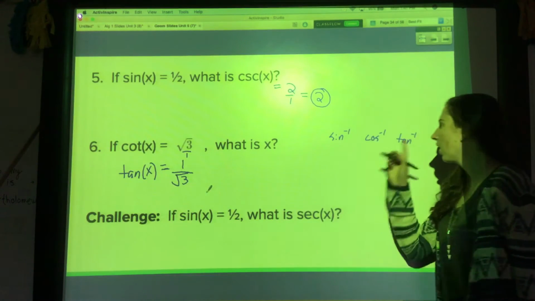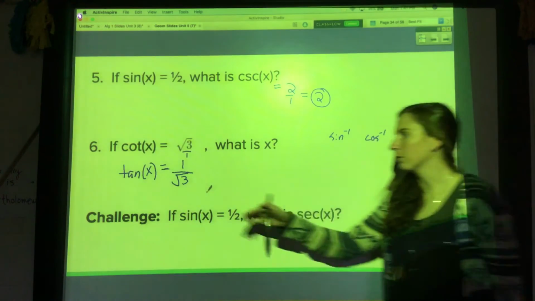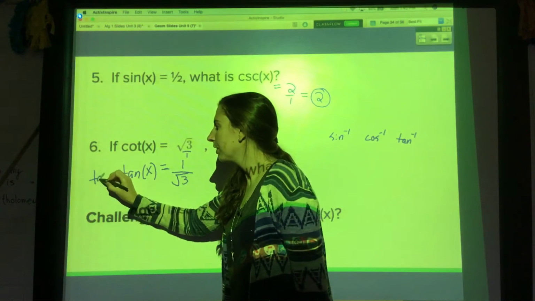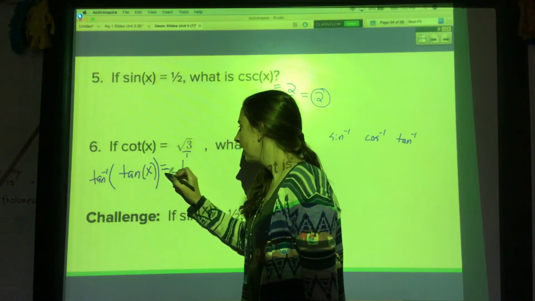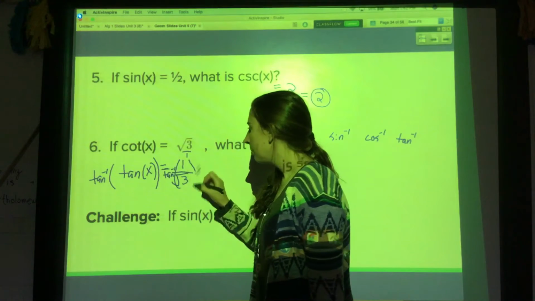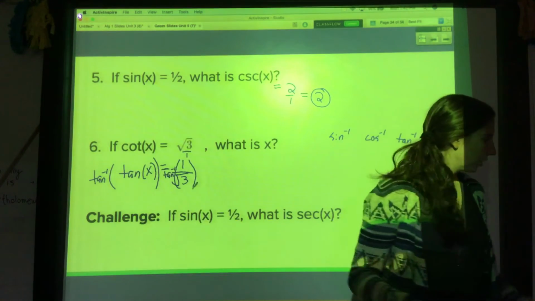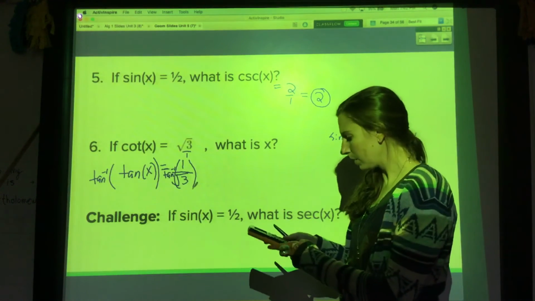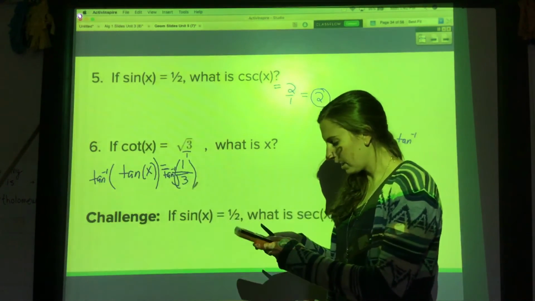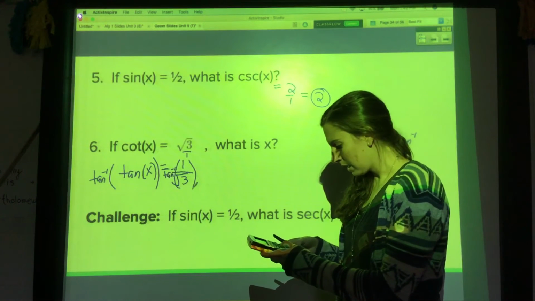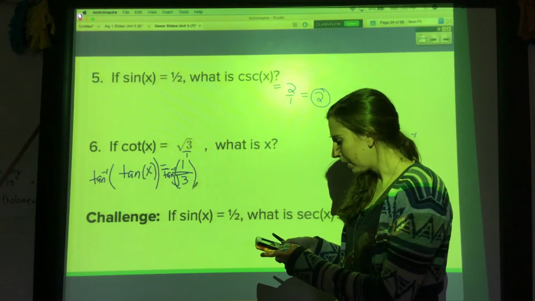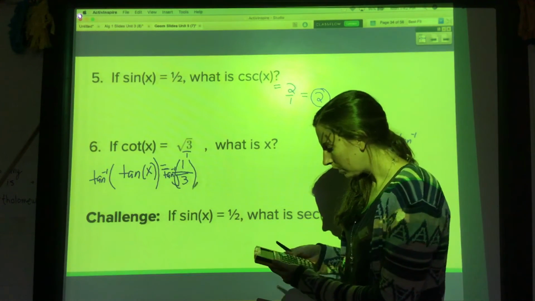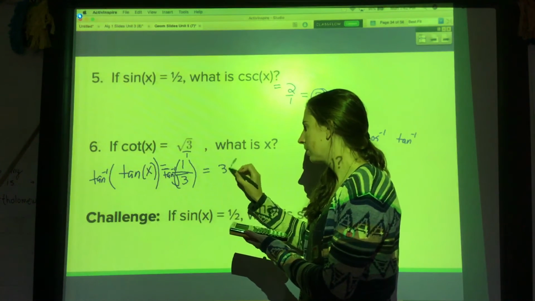Now I can use arctangent or inverse tangent to get rid of tangent and get just x by itself. So do inverse tangent on both sides. Make sure you're in degree mode on whatever calculator or website you're using. So I'm going to type arctan or inverse tangent. Oh, let's make sure I'm in degree mode. Yeah. Of 1 divided by square root of 3, which I got 30 degrees.